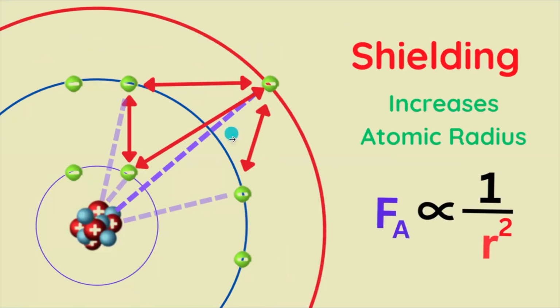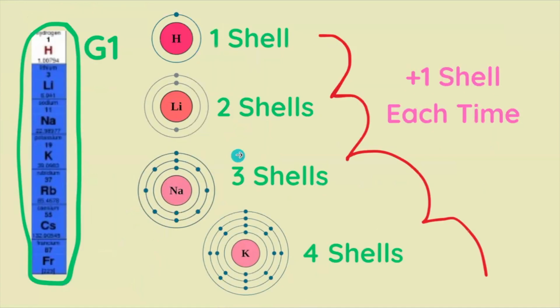As a result, the atom's radius increases because the force of attraction between nucleus and valence electrons is weakened. Looking at the periodic table, as we go down a group, we add shells of electrons each time. Hydrogen has 1 shell, lithium has 2 shells, sodium 3, and so on. We keep adding electron shells as we descend down the periodic table.